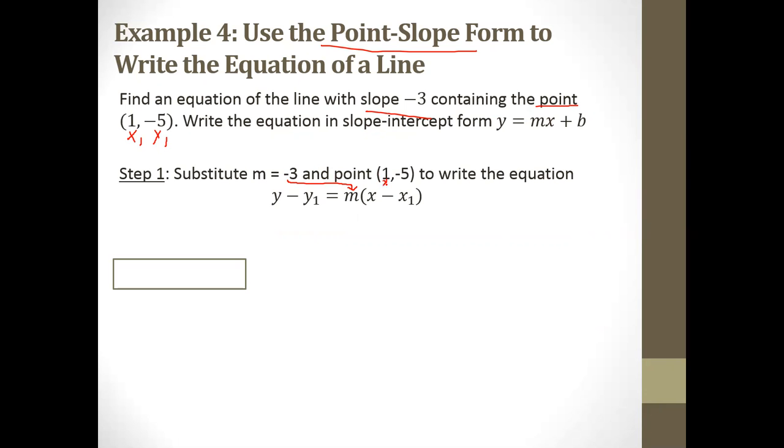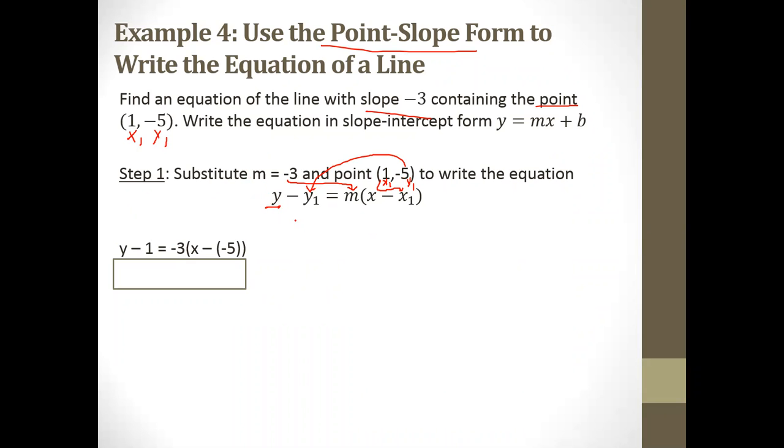We're also given x sub 1. X sub 1 is 1. And then y sub 1 is -5. So we're going to substitute those 3 values into our equation, the point slope form. Now, when we do that, we have y, so y remains the same, minus y sub 1. Our y sub 1 is -5.